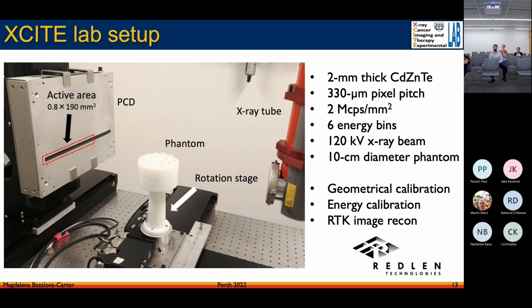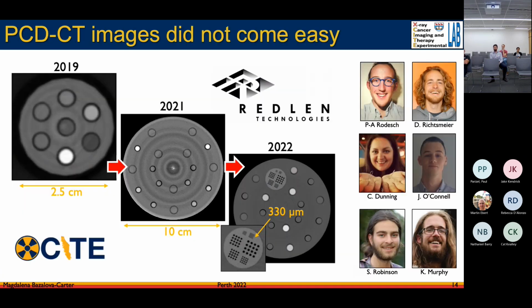At this point, we image a 10 centimeter diameter phantom that's shown over here, but we can image other objects as long as they fit in the field of view, which, if we push it, could be maybe 15 centimeters. But we had to perform geometrical calibration, which wasn't that easy. Energy calibration, I'll talk about that as well. And we're using RTK image reconstruction software. And again, the detector comes from Redlen Technologies, who have been very helpful in our projects.